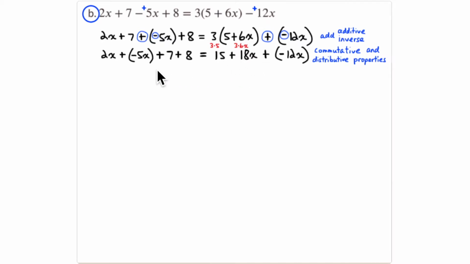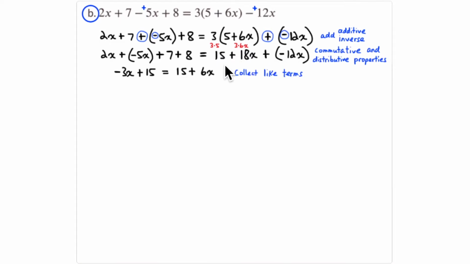So now everything is addition. I can move things around. I can put the x's next to each other, the numbers next to each other, the x's here next to each other, and the 15. And so now I can collect all the like terms together. That means collect all the numbers together and collect all the x's together. So I have a total of a negative 3x plus 15 equals 15 plus 6x.